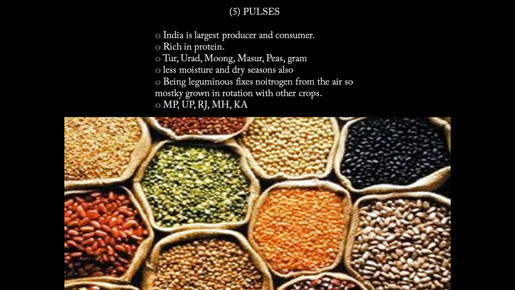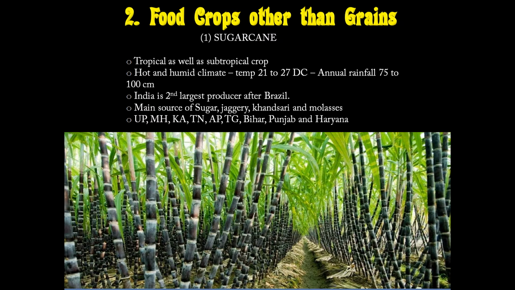So next, food crops other than grains. Among them, the first is sugarcane. Sugarcane is a tropical as well as subtropical crop. It requires hot and humid climate, temperature 21 to 27 degrees Celsius, and annual rainfall of 75 to 100 centimeters. India is the second largest producer after Brazil. Brazil stands first in sugarcane production, and India is second.